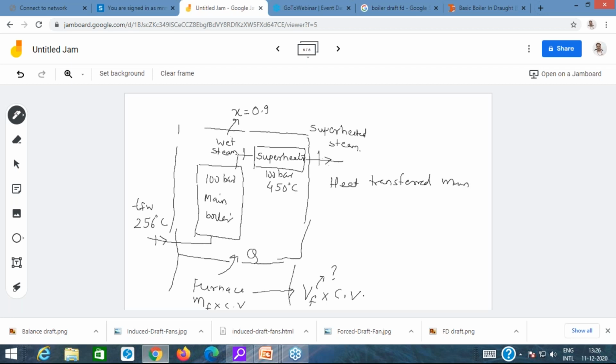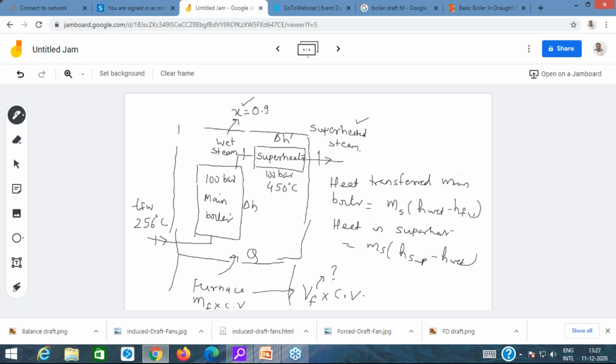Okay, the main boiler heat transfer would be mass of steam into enthalpy of wet steam minus enthalpy of feed water. Then heat transferred in the superheater would be mass of steam into enthalpy of superheated steam minus enthalpy of wet steam. So this difference is delta H, which we are supposed to calculate. It means you need to first calculate this enthalpy and this enthalpy.